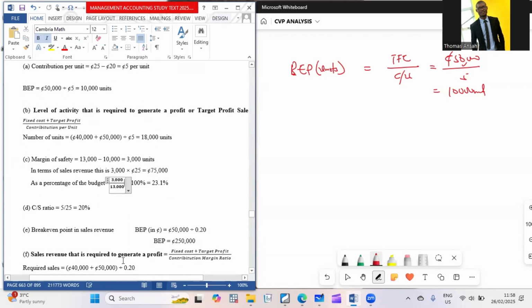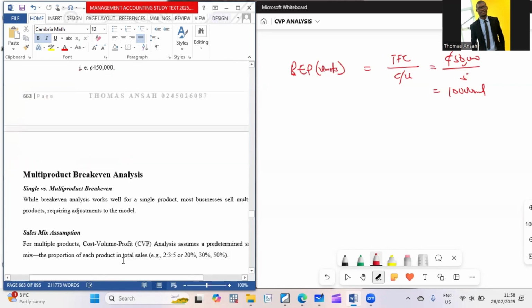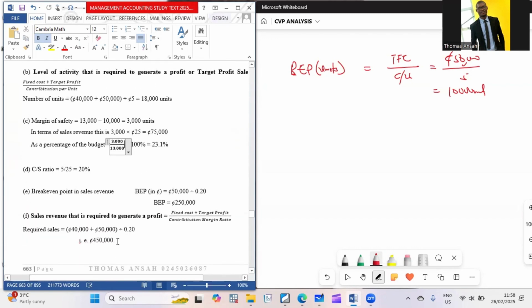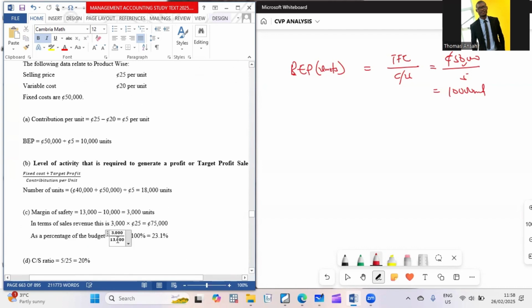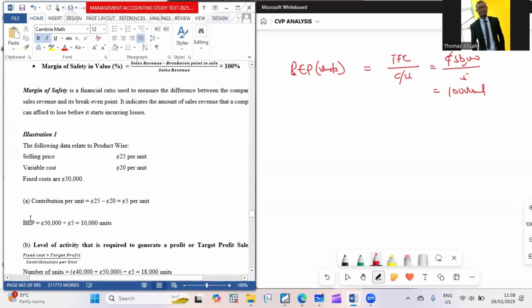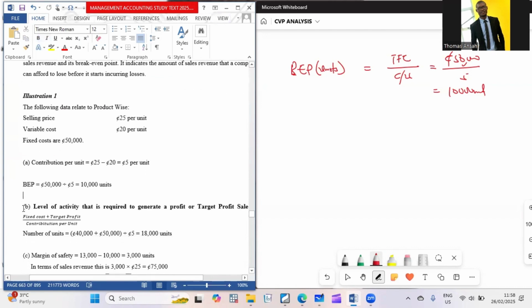So let me give you a typical question where we have all this information. When we do the multi-stage, all I need to do is, let me say the target profit is 40,000 Ghana cedis, then the B, so let me copy this here.